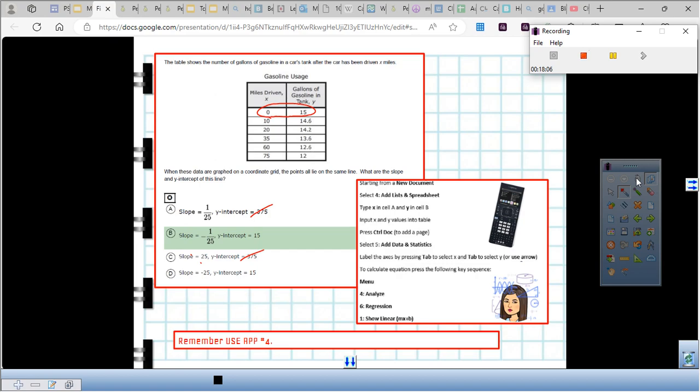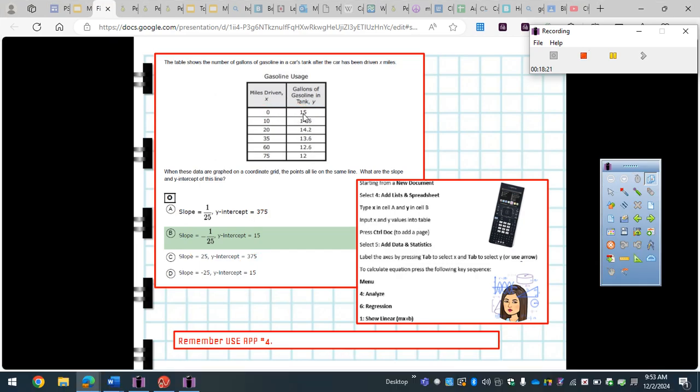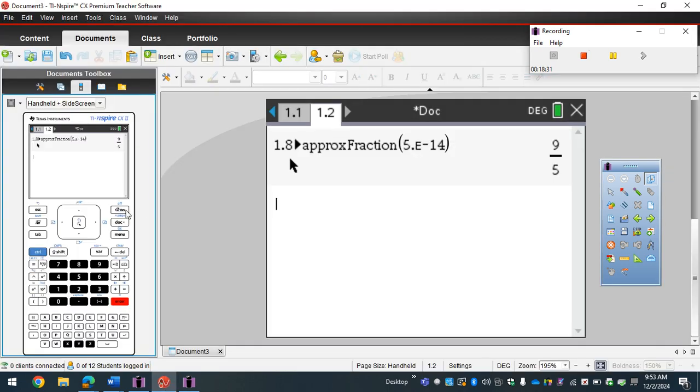But this is double check. So again, I'm going to do this in spreadsheets. I'll start a whole new one, and we go 0, 15, and 75, 12. A whole new one.